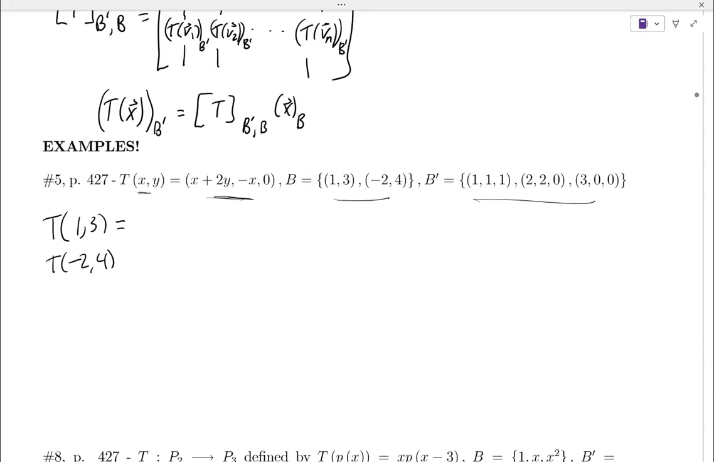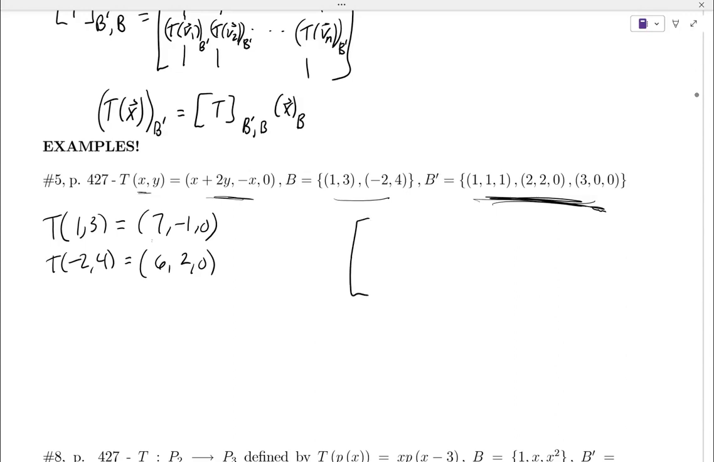Put in 1 for x and 3 for y, we get (7, -1, 0). Plug in (-2, 4), and we get -2 plus 8 is 6, so (6, 2, 0). I believe I did those right. Okay. So now I don't want to just take these and pop them in my columns. I need to do the coordinates of these with respect to my B prime.